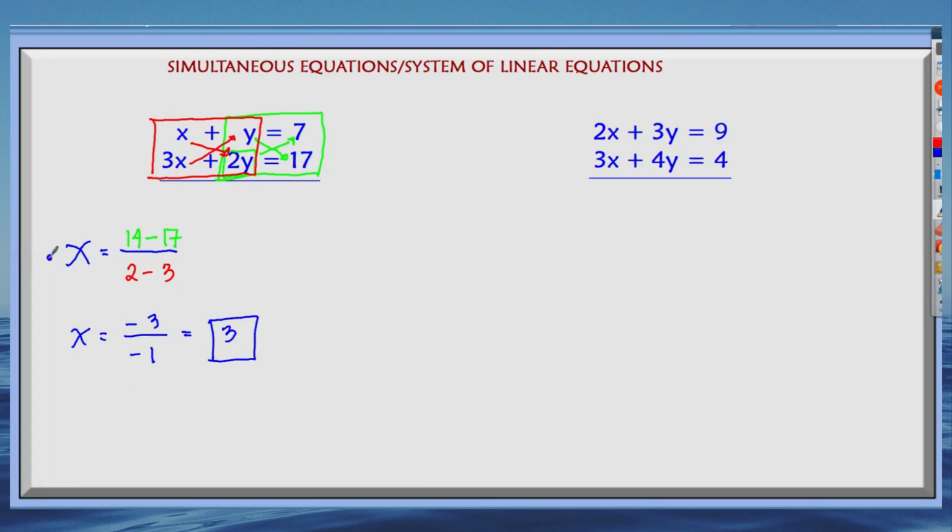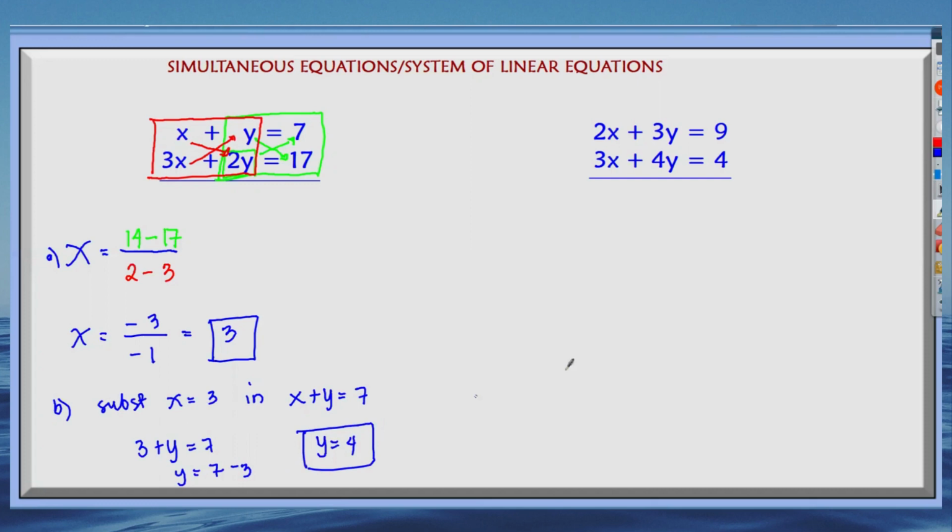Since we already have x, we are going to solve for the value of y. So substitute x is equal to 3 in any of these equations. I will just choose x plus y is equal to 7. So we have 3 plus y is equal to 7. y is equal to 7 minus 3. Thus, we have y is equal to 4. And we got now the values of x and y.